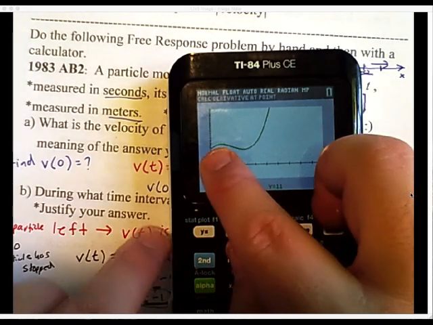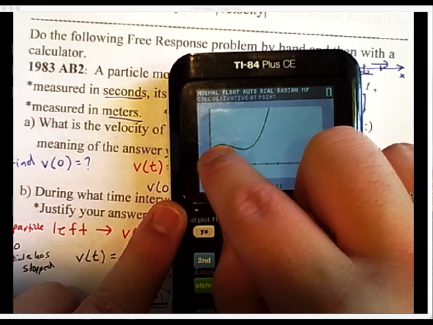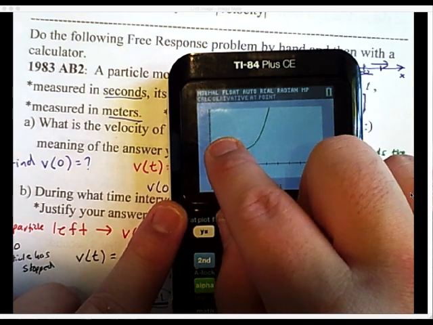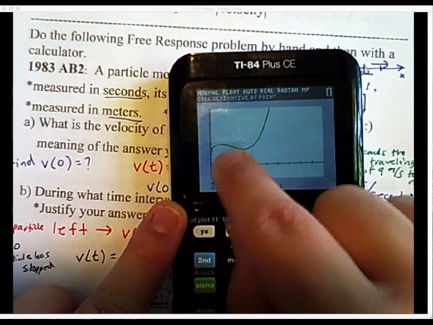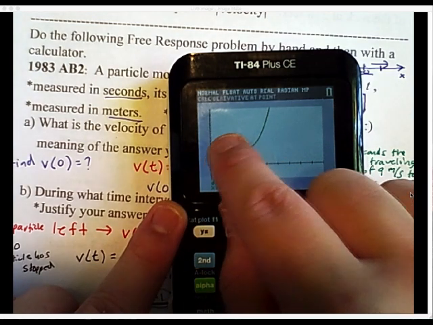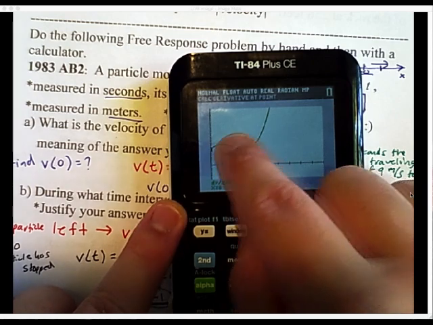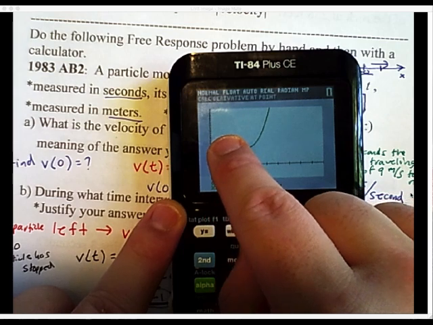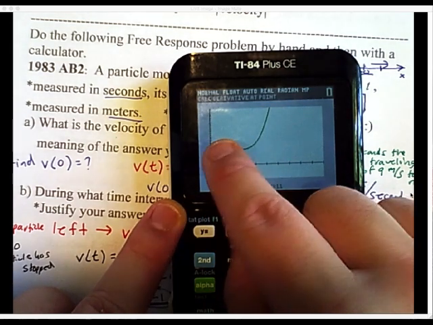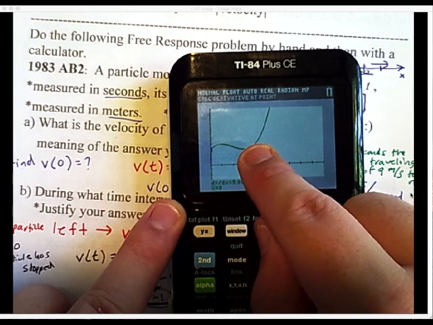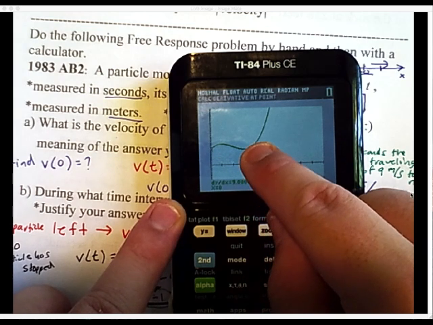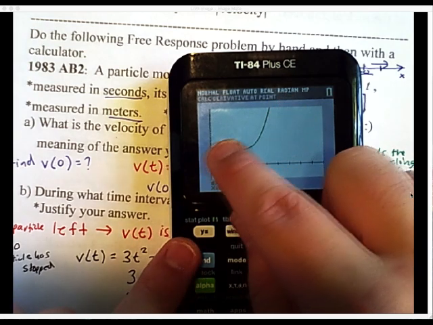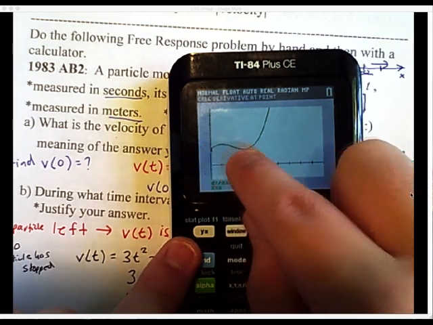Now, what's happening to the particle here? Well, the y values are getting bigger over this first little part. That means the particle's traveling to the right. Then over this next little part, the y values are getting smaller, which means the particle had to switch directions. Then it's traveling to the left, closer back towards the origin, because the y values are getting smaller, and then it goes back to the right.